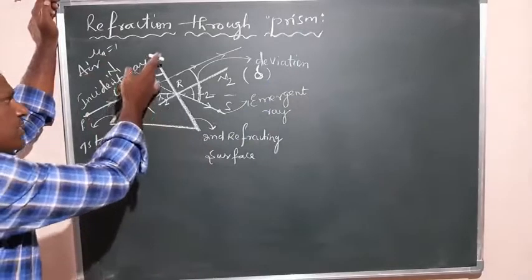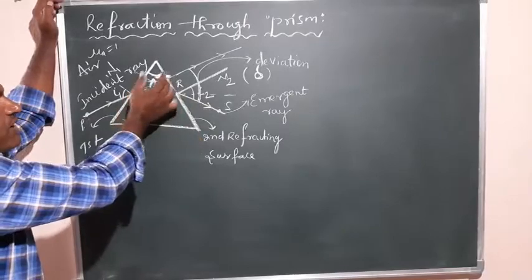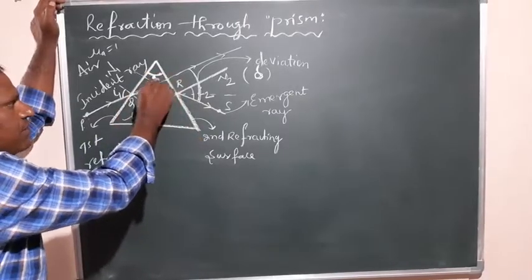It has two refracting surfaces. This is the first refracting surface, second refracting surface. The angle between the two refracting surfaces is called the angle of prism, which is represented by capital A.